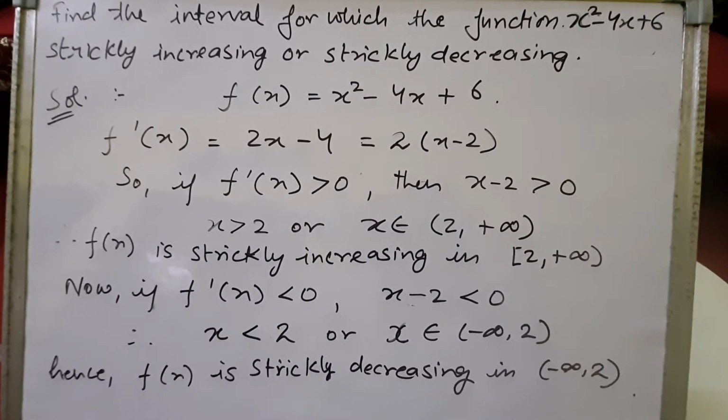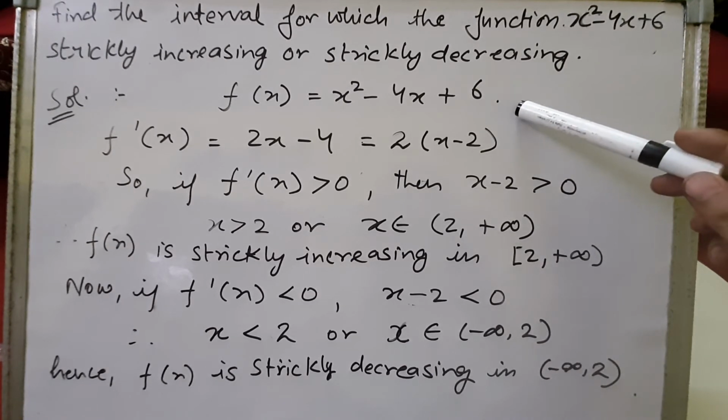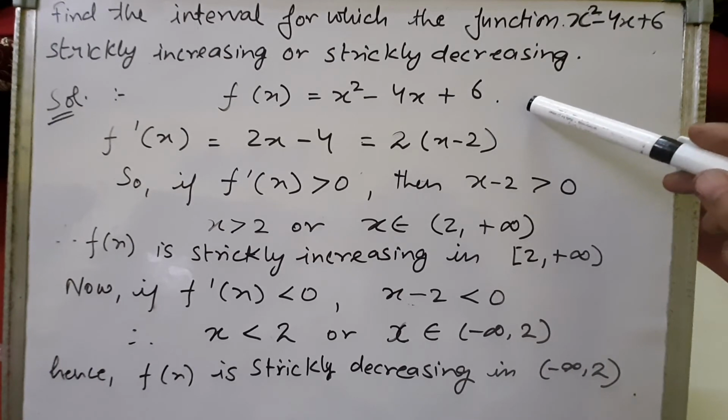Let's see another sum, children. Now in this sum, the question says find the interval for which the function x square minus 4x plus 6 is strictly increasing or strictly decreasing. Right? We have to find the interval for the function to be strictly increasing or strictly decreasing. The function is x square minus 4x plus 6, right?